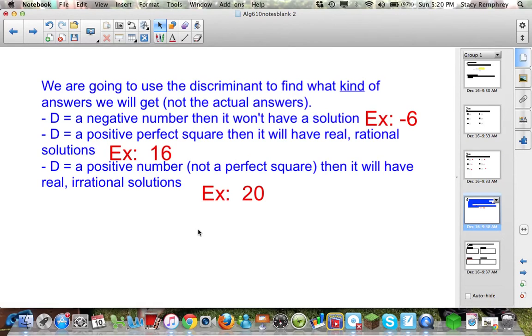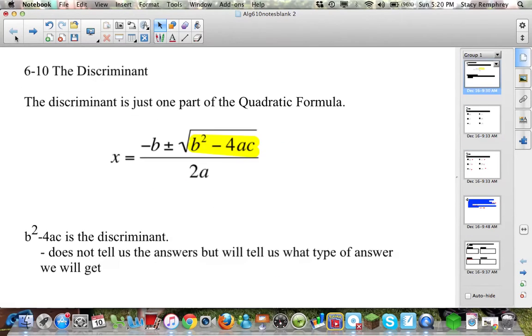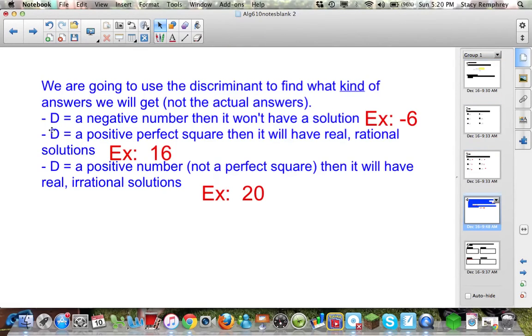All right, we're going to use the discriminant to find what kind of answers we will get. Again, not the actual answers. When you solve for the discriminant, 3 possible things can happen. It's a negative number, and if it's a negative number, then your problem is not going to have a solution. Remember, look where the discriminant lives. It lives under the square root sign. So if you figure out what this number is and it's negative, then if you were solving, you'd be taking the square root of a negative. You can't do that. So if you solve for the discriminant and get a negative number, you just say no solution. You don't even have to do anything else.